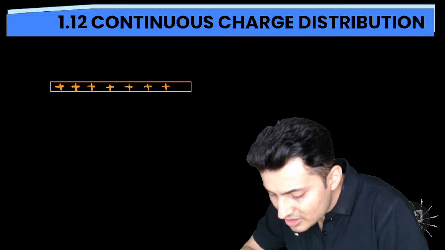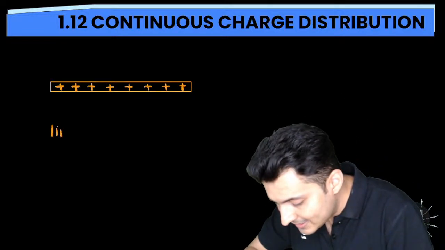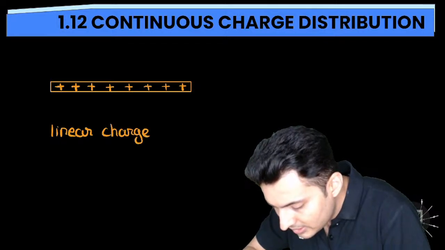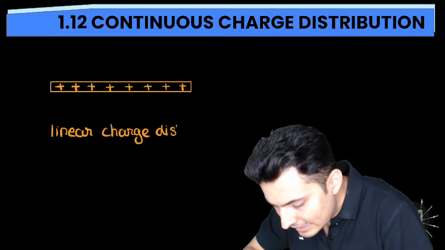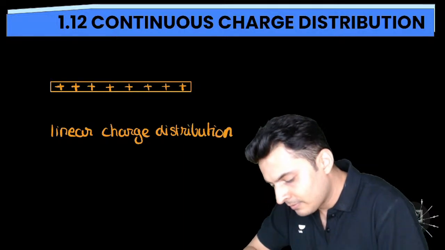How are the charges distributed? They are distributed along a line. So this is called linear charge distribution.